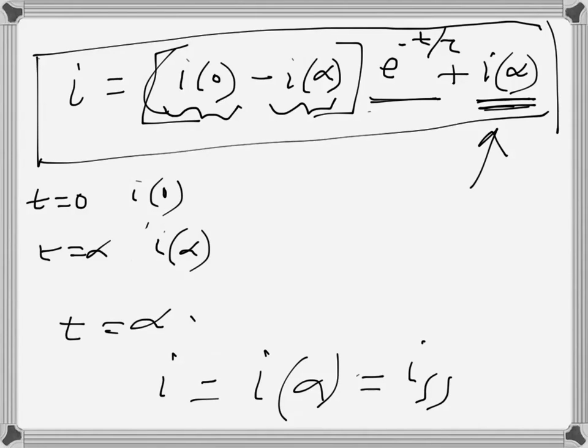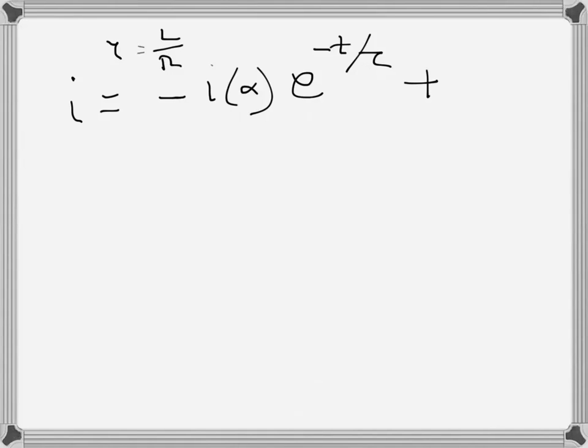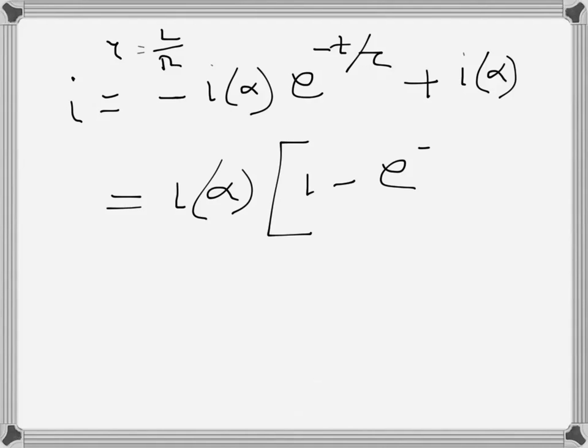Now for one particular case, let's say the inductive current was 0 at t equal to 0, so I0 is 0. In that case, the first part will be 0. So this is I infinity e to the power minus t over tau. Tau is always L over R, so it's t times R over L, plus I infinity. If we rewrite it, it becomes I infinity times 1 minus e to the power minus t over tau.